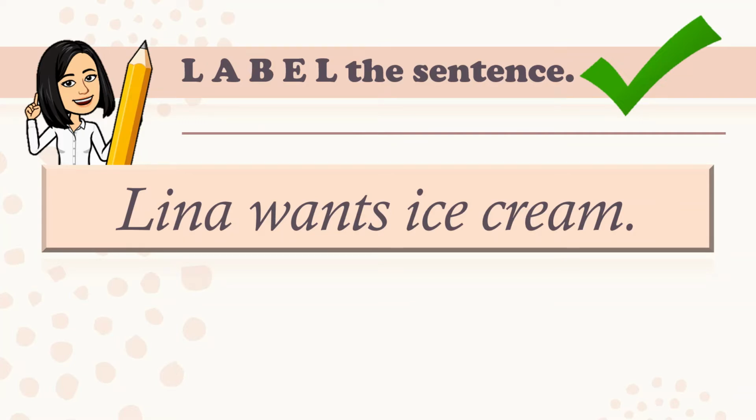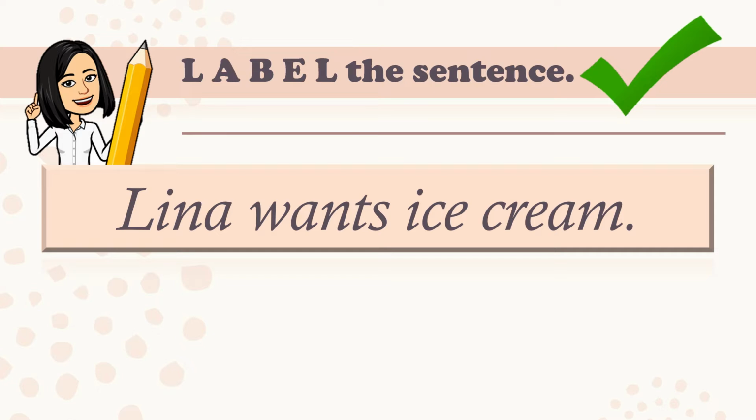Most sentences have a subject which pertains to the topic of the sentence, a verb which denotes the action, and an object which receives the action of the verb. Now let's try to label this sentence.